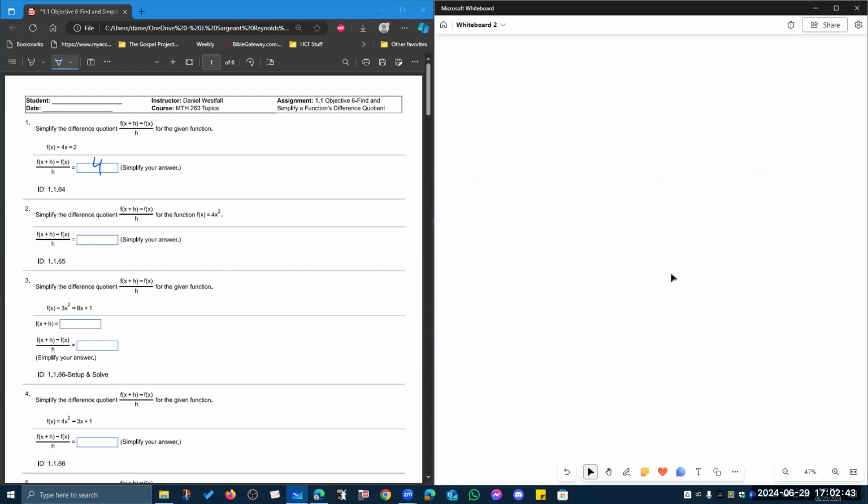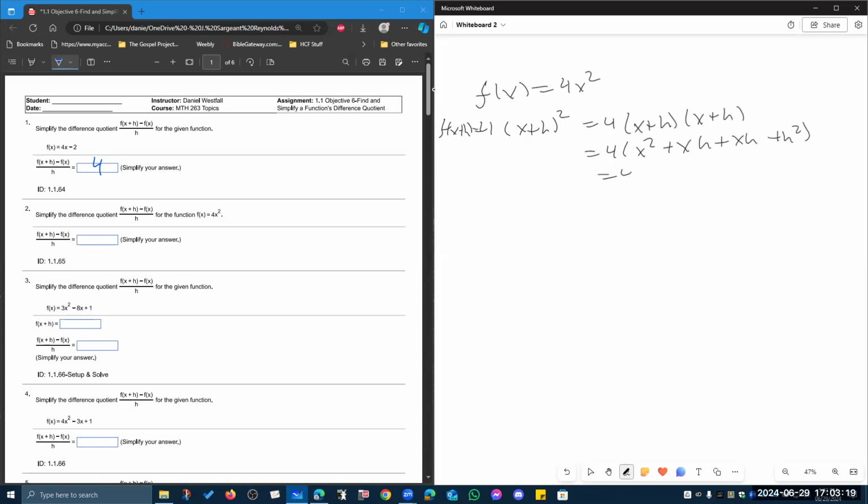There we go. This next one is f of x is equal to 4x squared. So we have f of x plus h. I'll do this one time, and then I will do this again when we get squares. I'm going to show you this isn't always an all-the-time thing. Hopefully you know your perfect square trinomial formula, but if not, I'm going to do it the long way this first time.